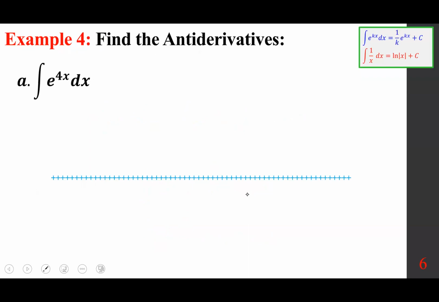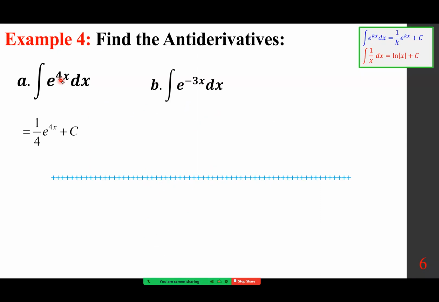We are dealing with exponentials. When we differentiate, we multiply by k. When we integrate, we divide by k. So we're going to divide by 4. So the answer is itself, divide by 4 and a constant. So 1/4 of e to the power of 4x plus a constant. In this case, we divide by negative 3, minus 1/3 e to the power of minus 3x and a constant.